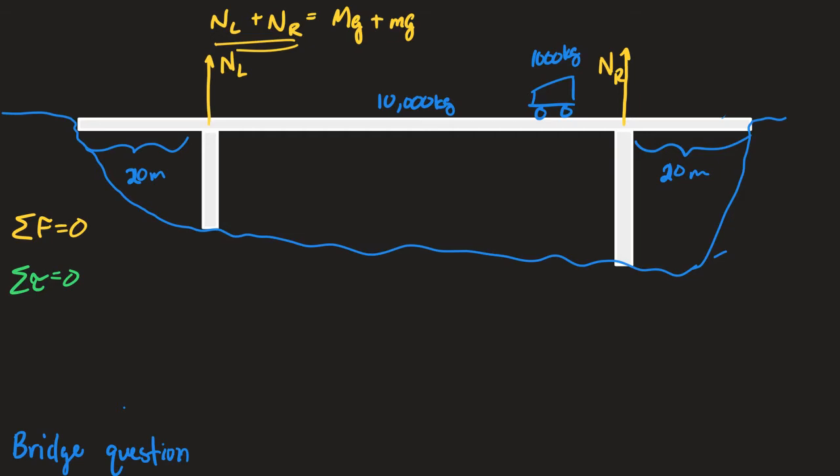And let's say that the bridge is uniform. So its center of mass or center of gravity is at its middle, which means its weight is 100,000 newtons. And let's say the car is 10 meters away from the first pylon.